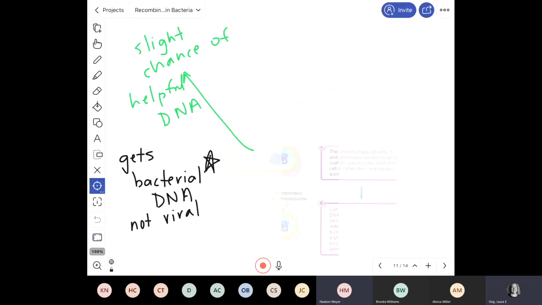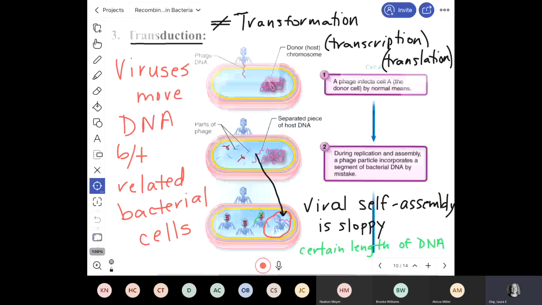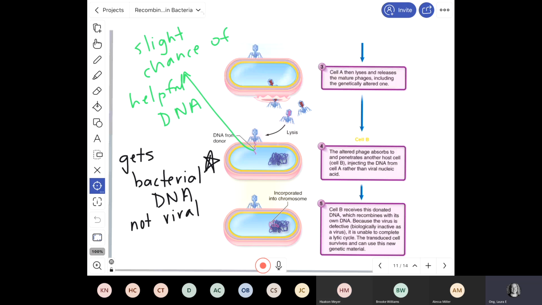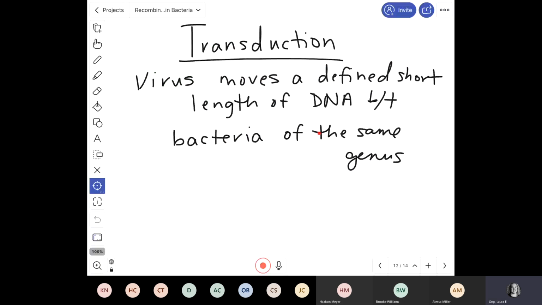If the bacteria are not of the same genus, viruses are specific to different hosts. So this virus is specific to infect E. coli, but it could not attach to Staphylococcus. That's why they have to be the same genus or related, because they have to be both infectable by the same virus. Yeah, that's a good question though.